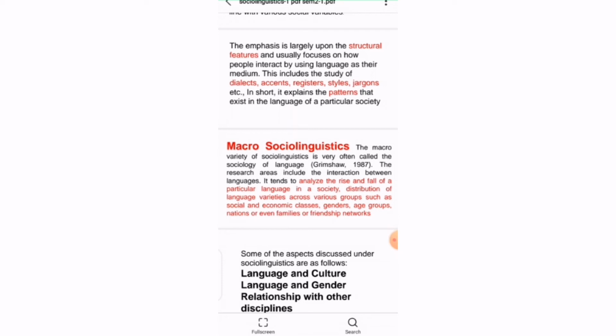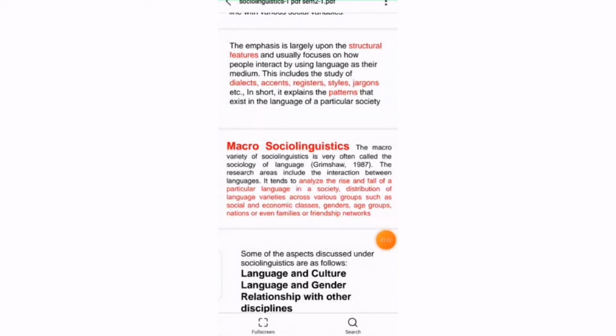It means that we will study how these variations occur, when these variations occur, and how social, economic, and other factors affect the language. Sometimes we see there is gender discrimination. I mean, sometimes we see that there are taboos, forbidden words, which are used by different genders. Males use different words and females also use different words. And sometimes there are many forbidden words which are used by a specific gender.